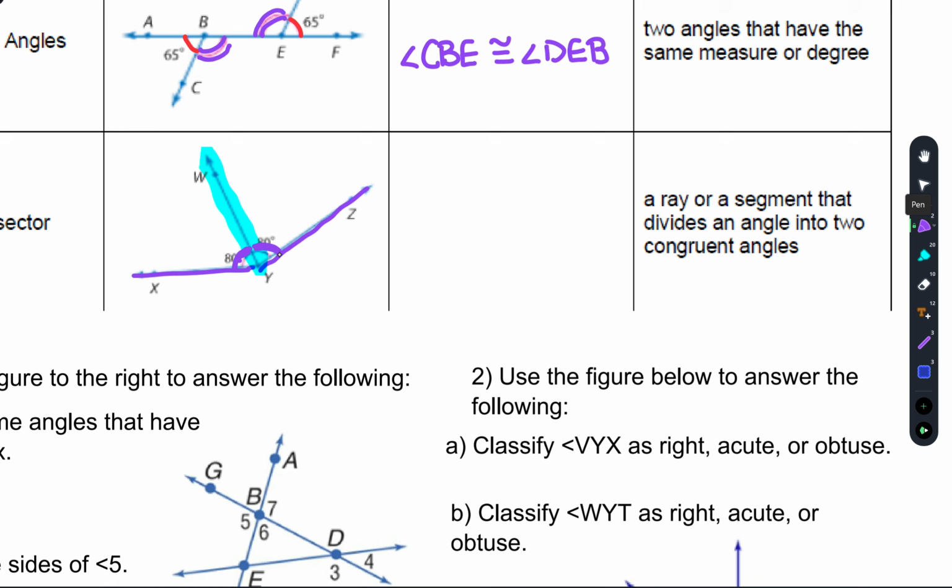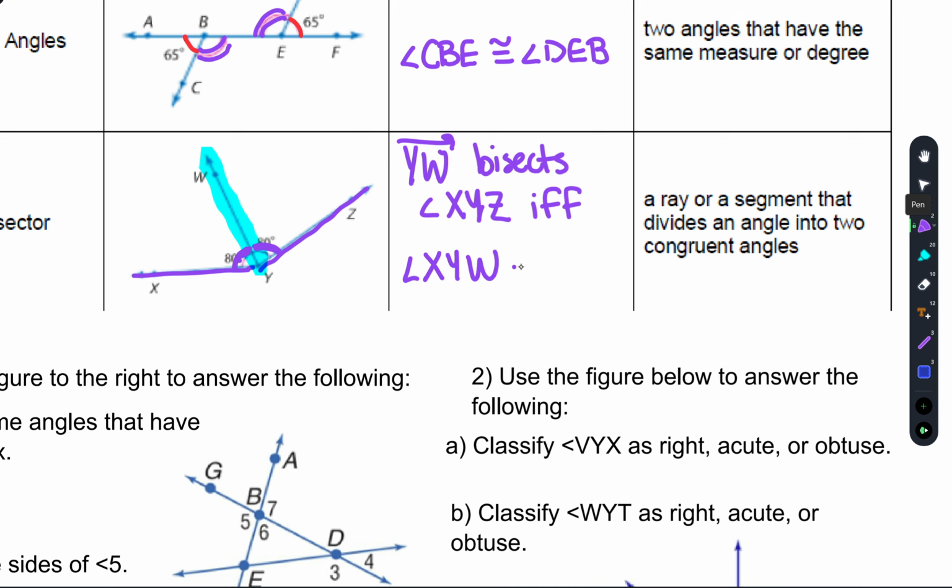So a statement, using that little abbreviation I just told you, says that ray YW bisects angle XYZ if and only if, IFF, the two pieces are congruent. So angle XYW is congruent to angle WYZ.